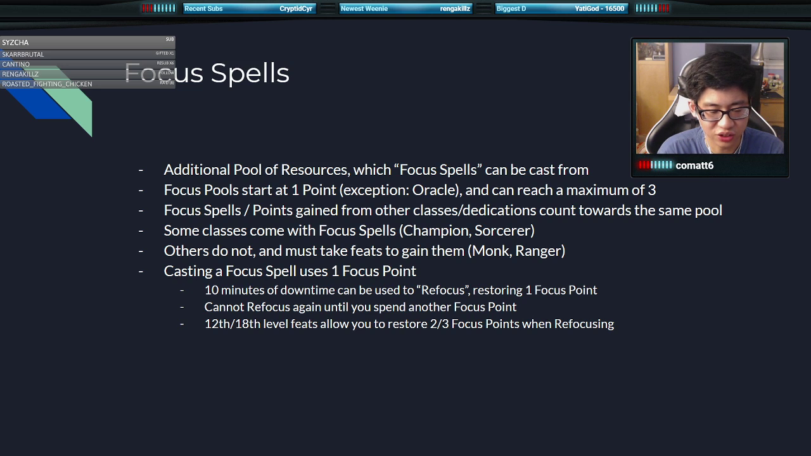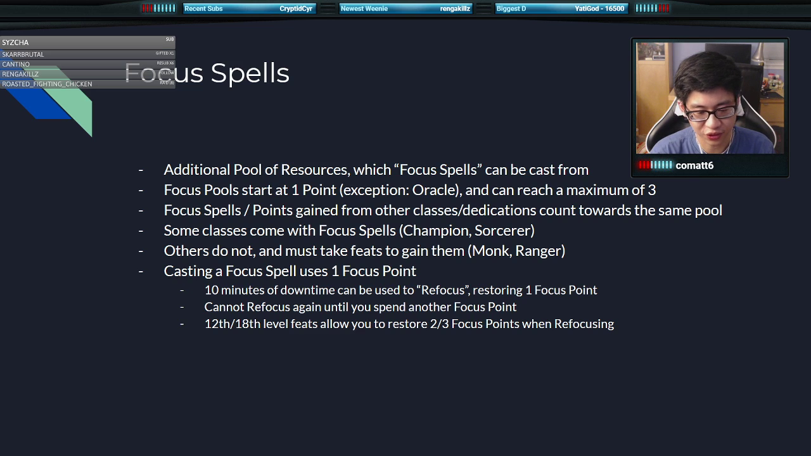Some classes start at level 1 with focus spells, Champion, Sorcerer, Bard, and Druid, and some classes don't, but can take feats in order to get them, being the Monk and the Ranger. The Monk's key abilities are now tied to focus spells, so for instance Abundant Step is now going to be a focus spell, and it's going to take a focus point in order to use it.